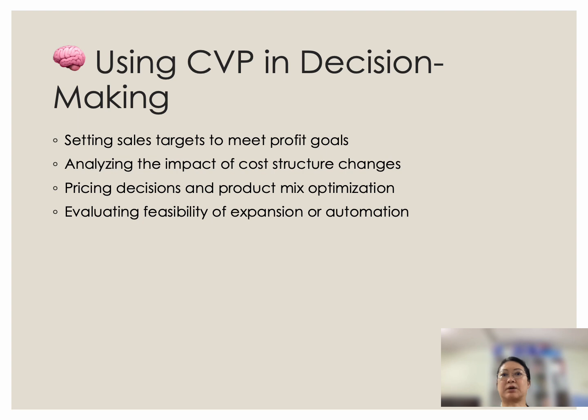Now, cost volume profit analysis is especially useful in setting sales targets to reach profit goals. It is also useful in deciding whether to change the cost structure. It is particularly useful for companies to make pricing and product mix decisions as well. Lastly, it is useful for evaluating whether automation or expansion is feasible.